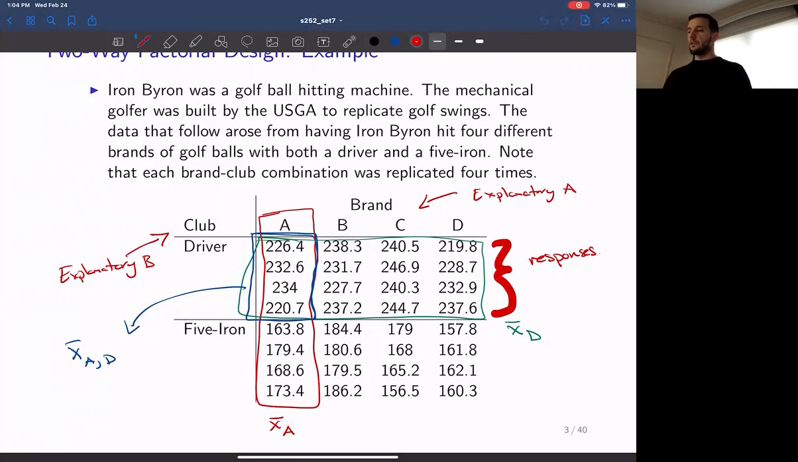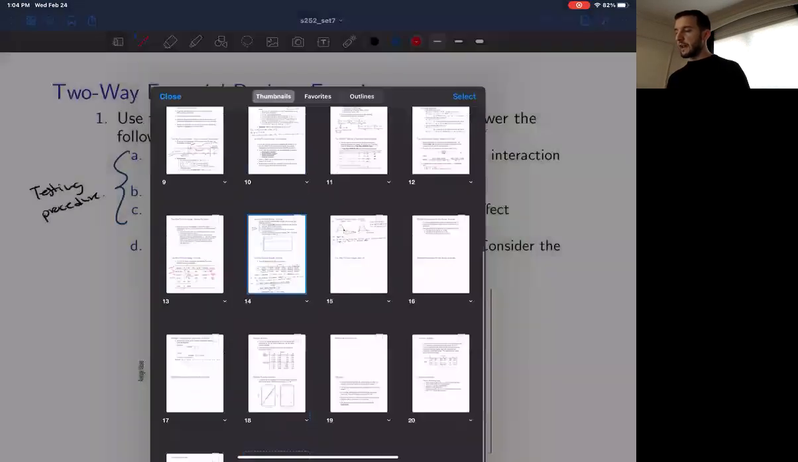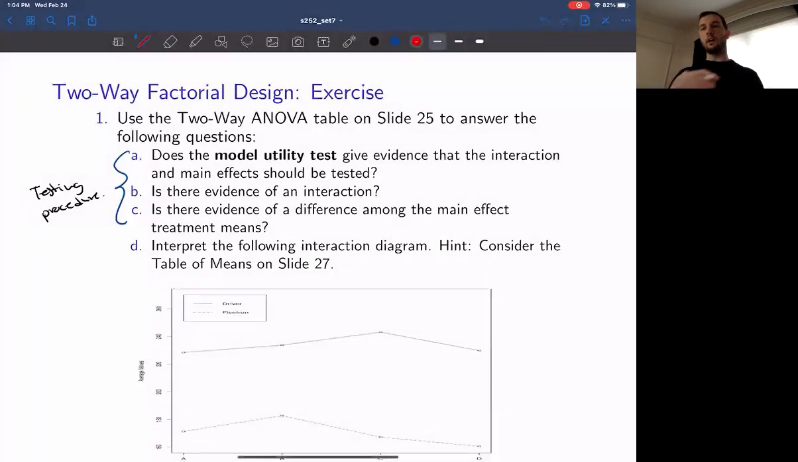So for this particular example, we are interested in determining if there's evidence of a difference across the levels of the golf ball brand, across the levels of the club type, or across the levels of the treatment combinations, which would be the interaction effect.